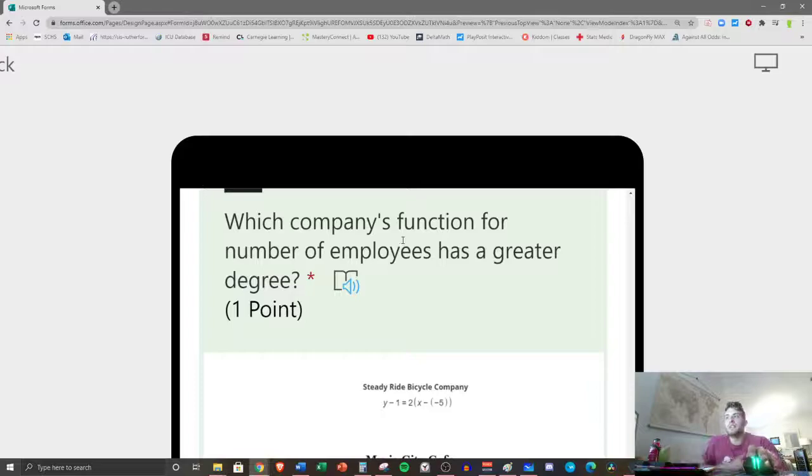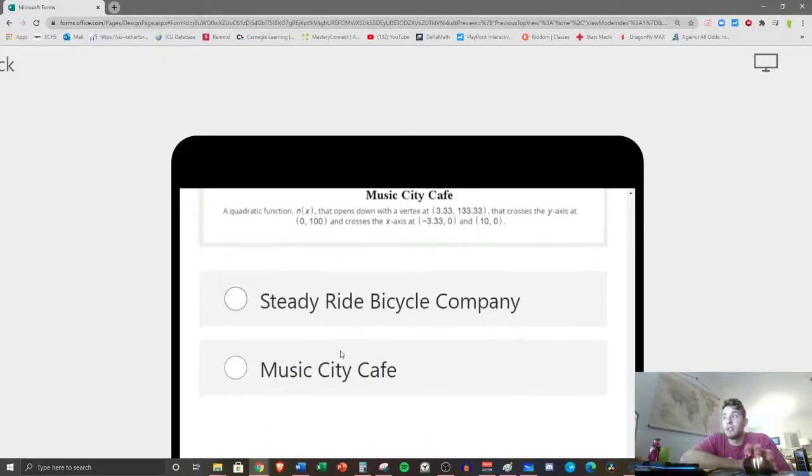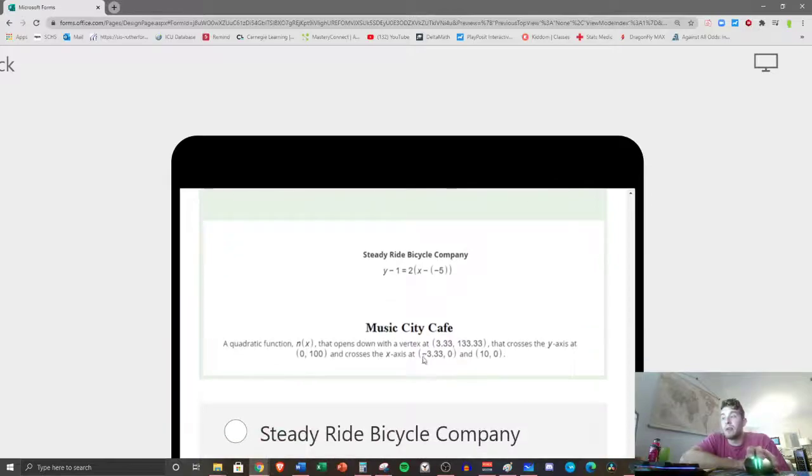All right, which company's function for number of employees has a greater degree? This one says quadratic, so we know right away Music City Cafe is a degree of 2. What about the steady bike? Are we seeing a power that is 2 or more? We want more than 2. And no, all we see here is this x that has a power of 1. There's nothing else being multiplied. So we're led to believe that this is a linear equation. So it looks like greater degree would go to Music City Cafe.